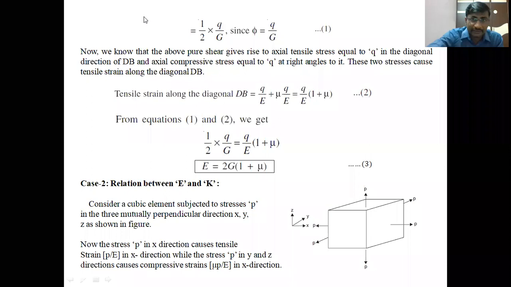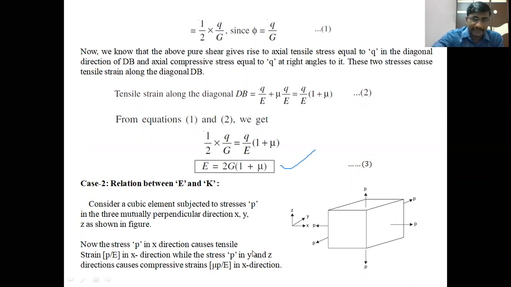Somewhat it is difficult, but you have to practice how to derive the relation between E and G. Two concepts are involved in deriving this equation. One concept is shear strain, the angular deformation, and the second concept is the tensile and compressive stresses acting on the perpendicular diagonals, due to which the strain in the diagonal BD is produced. Due to these two concepts, we can derive the equation between E and G. Clear, students? Let us go to the second case, the relation between E and K.